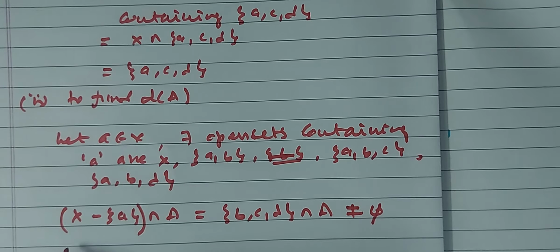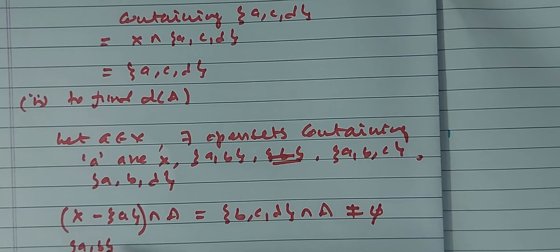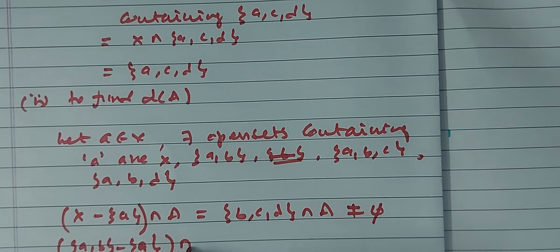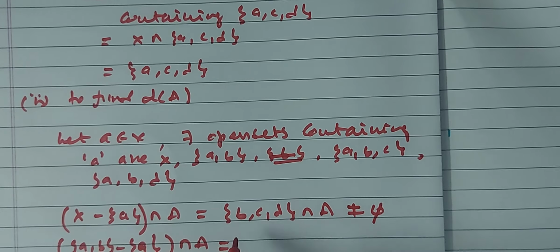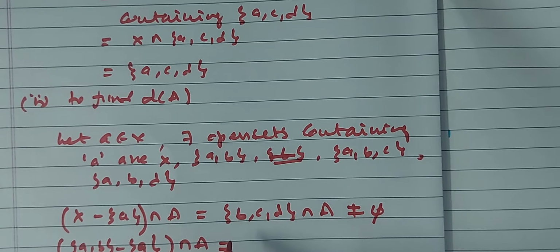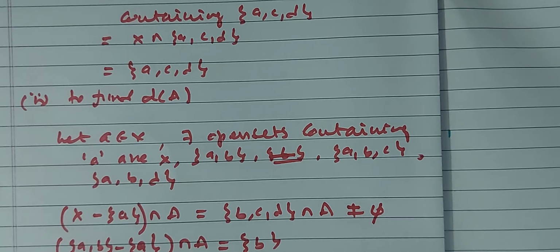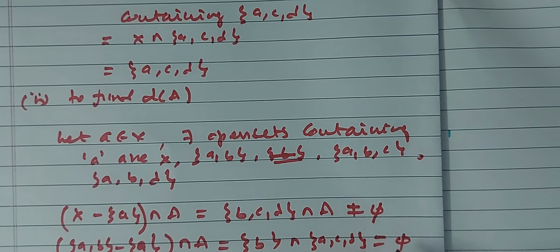Next, that is {a, b}, the next open set. (X minus {a, b}) intersection A is equal to {c, d} minus... from these two subtractions, {b} intersection {a, c, d} is equal to empty set.